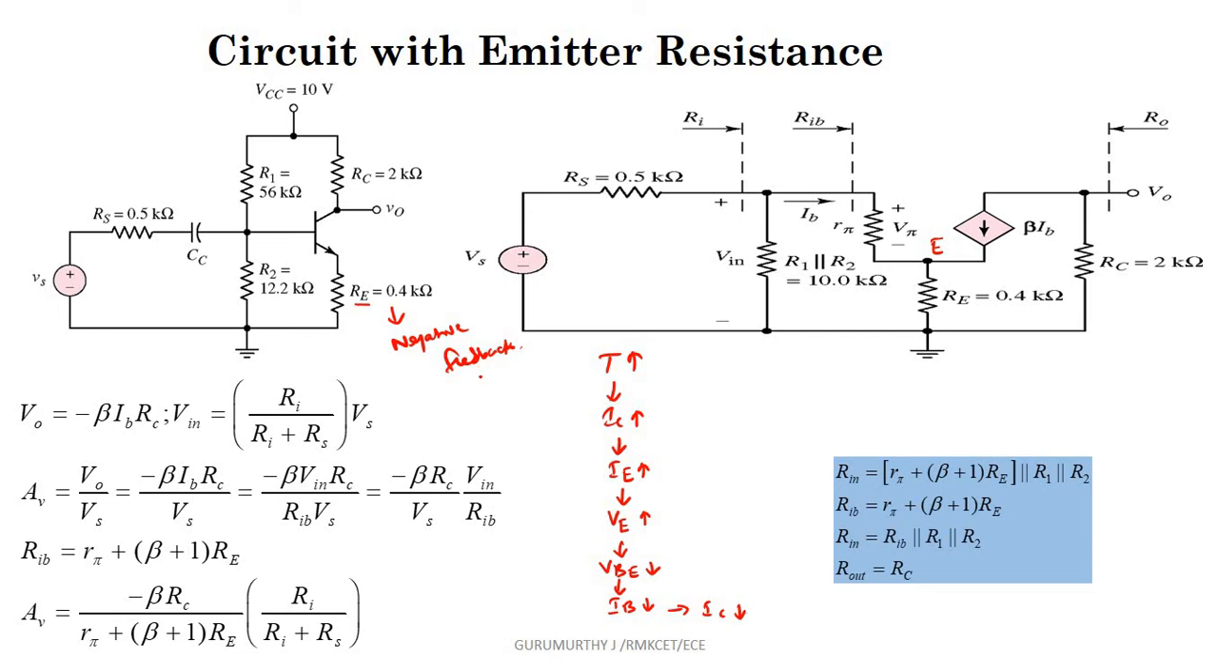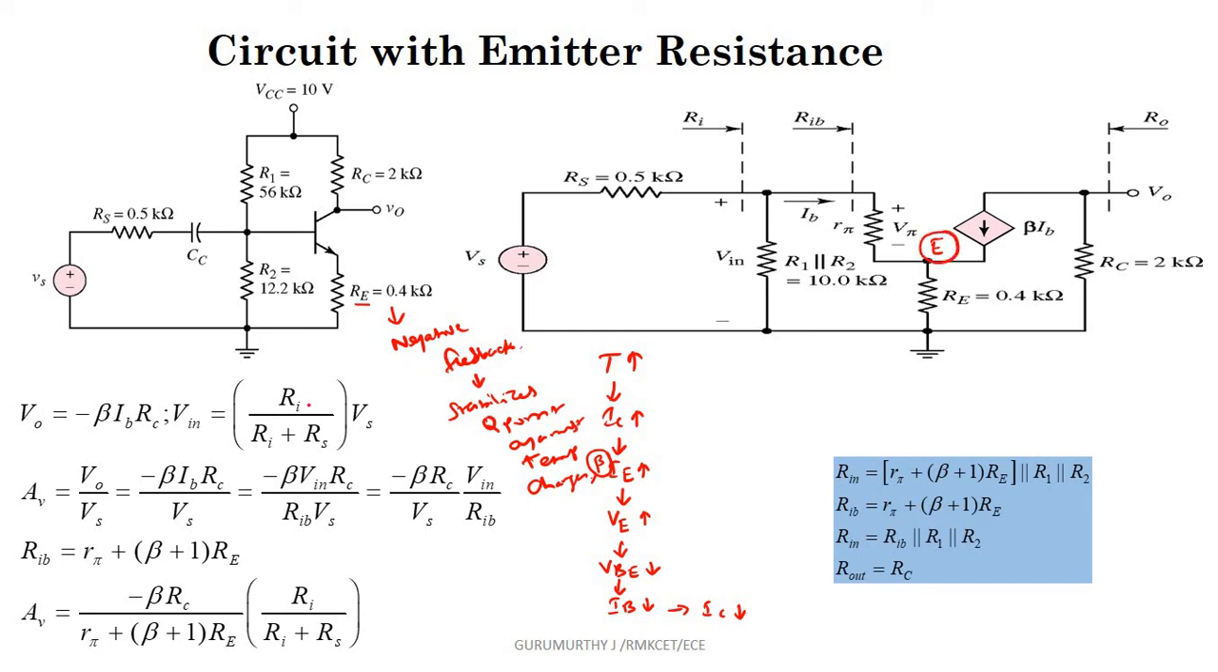So it stabilizes the Q point against changes, against temperature changes, right? As well as when the transistor is changed, beta will also change. This change is also arrested by the presence of Re.